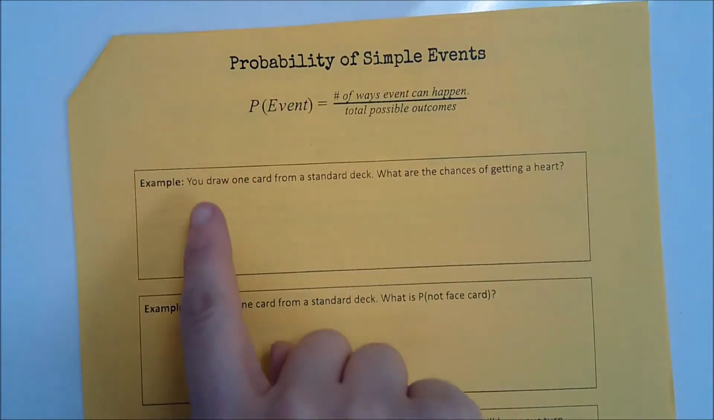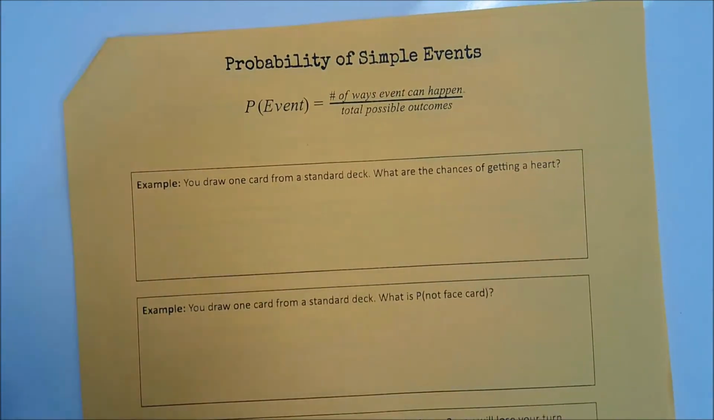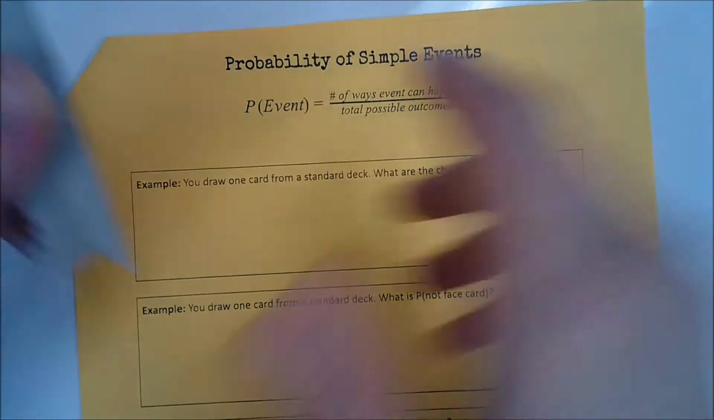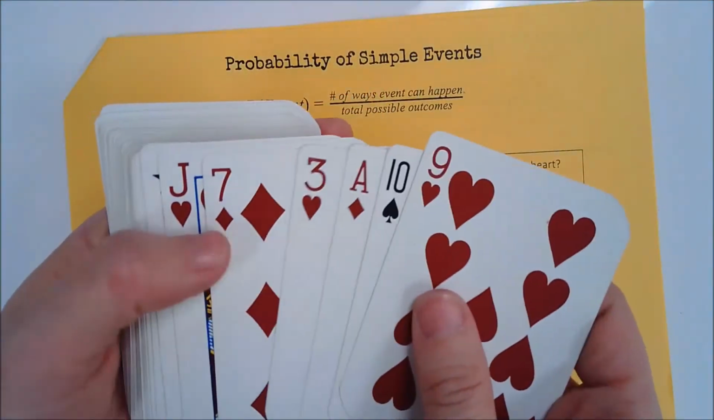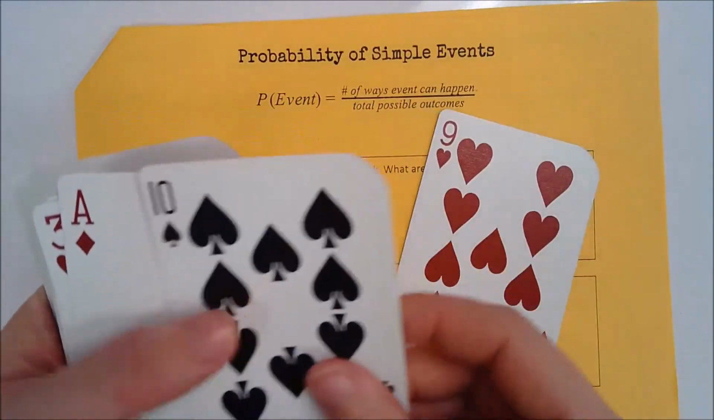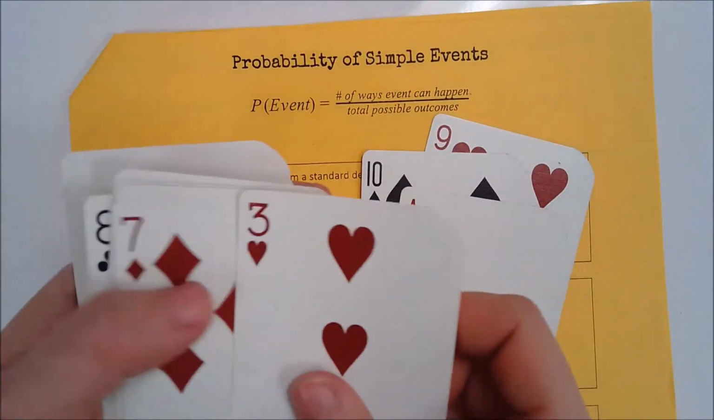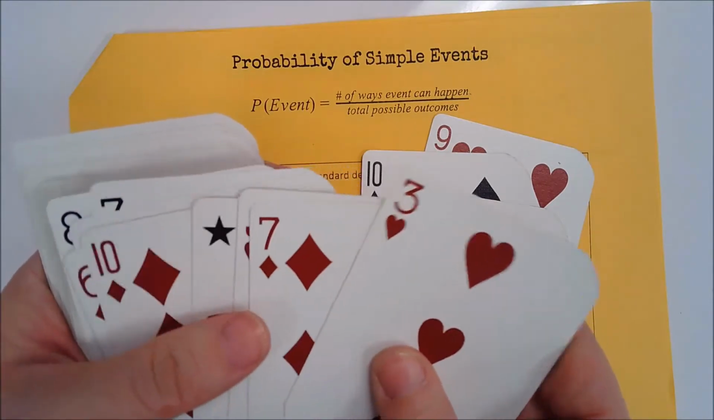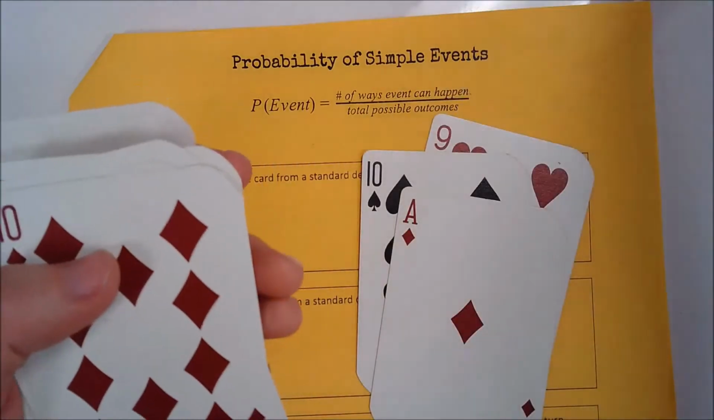In any case, you draw one card from a standard deck. What are the chances of getting a heart? So I think most of you are probably familiar with a standard deck of cards, but in case you're not, there are 4 suits. There's the hearts, there's the spades, there's the diamonds, and there are the clubs. And oh, there's a joker. Get out of there, joker.